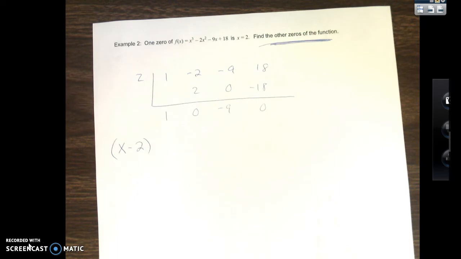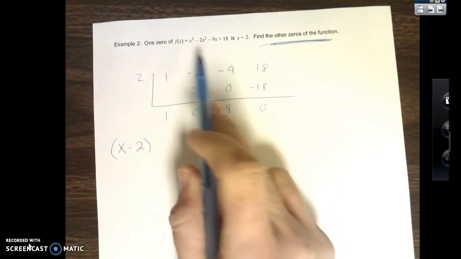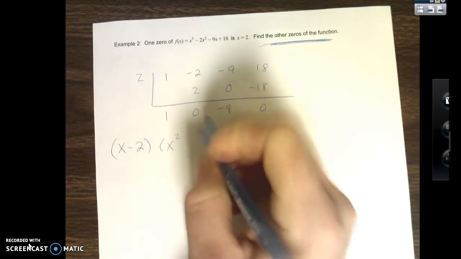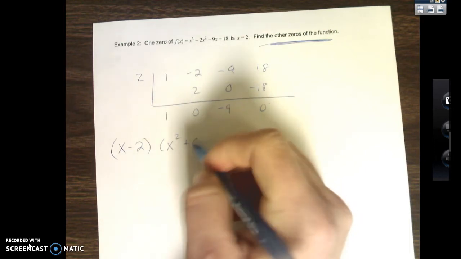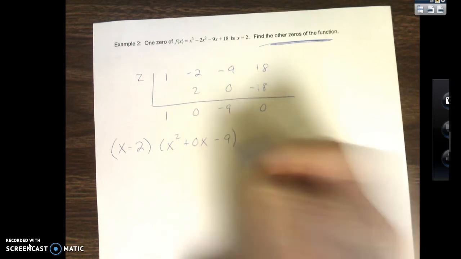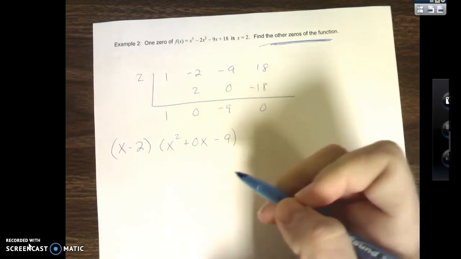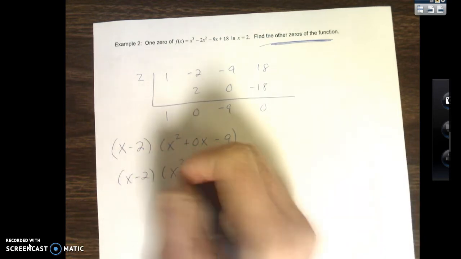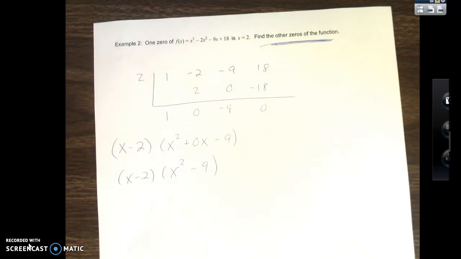All right? Cool. Now, it was x cubed. Now it's 1x squared plus 0x minus 9. Do I have to write the 0x there? No. All right. In fact, it's just x squared minus 9.